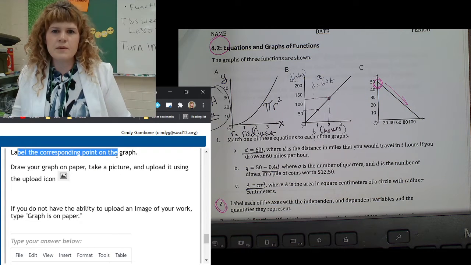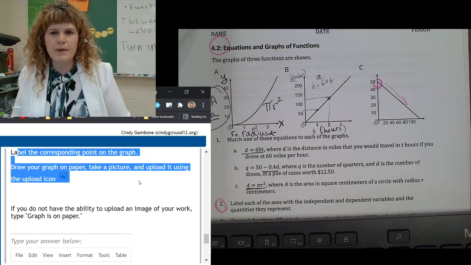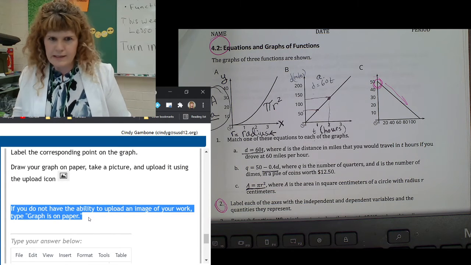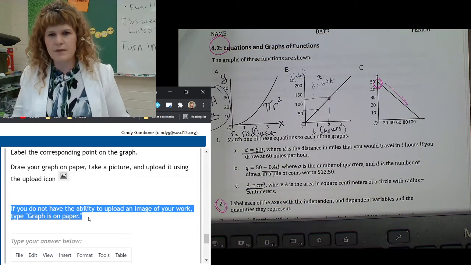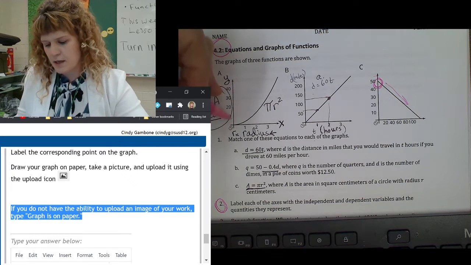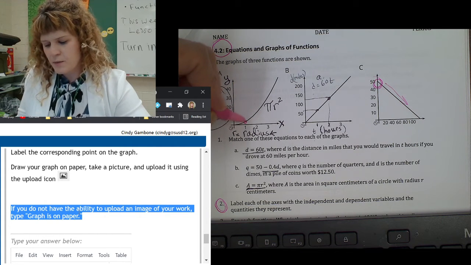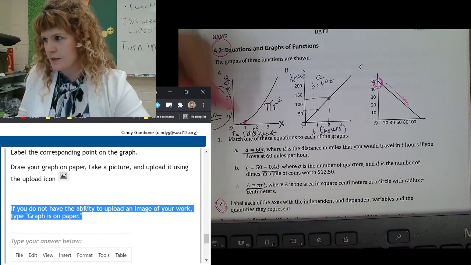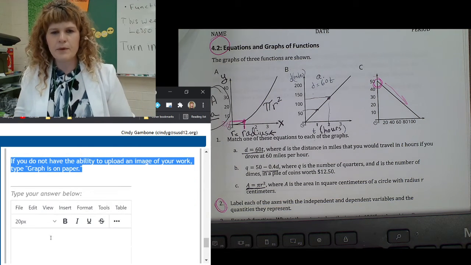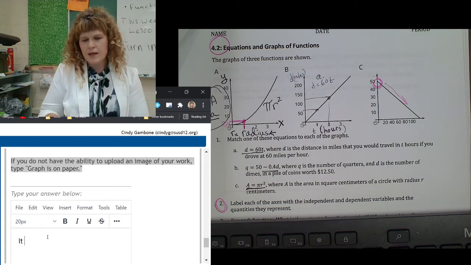It says label the corresponding point on the graph. Draw your graph on paper, take a picture, and upload it using the upload icon. Then it incorrectly says, and I hate this, if you do not have the ability to upload an image of your work, type graph is on the paper. Don't you dare. If you cannot upload a picture, then you will explain it to me when you type it. So I'm going to draw the point on my graph. This is where the radius is equal to 1. And if you look at the y-axis, that should be 3.14. If you don't want to upload a picture, you have to explain it to me.